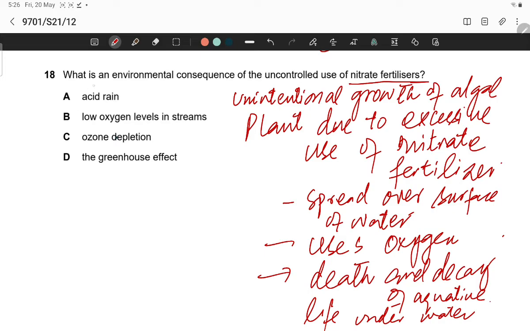So what is an environmental consequence? Acid rain? No. Low oxygen levels in streams? Yes, this is correct. Ozone depletion? No. The greenhouse effect? No. So B option is correct.